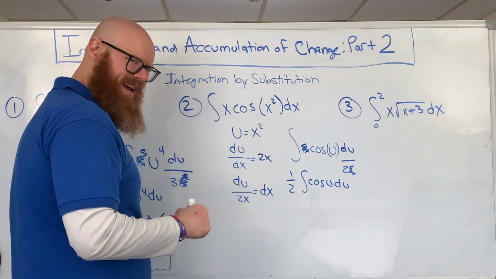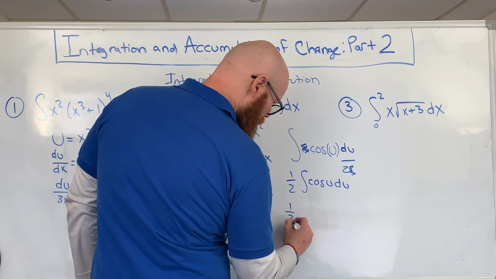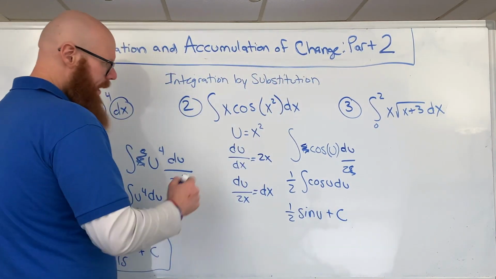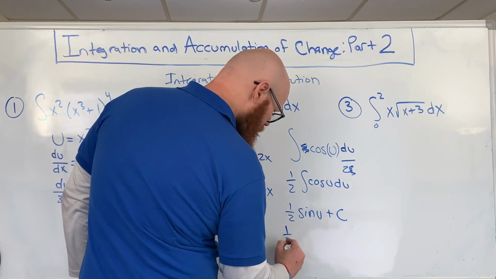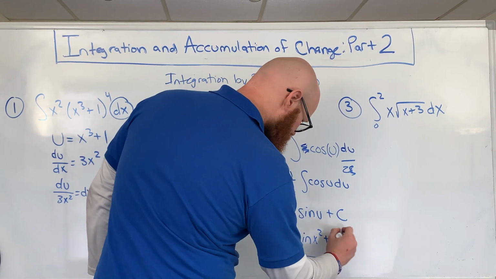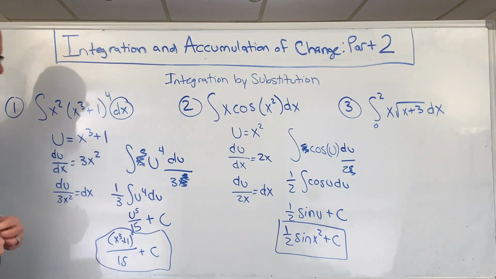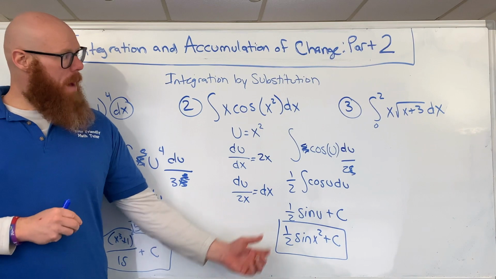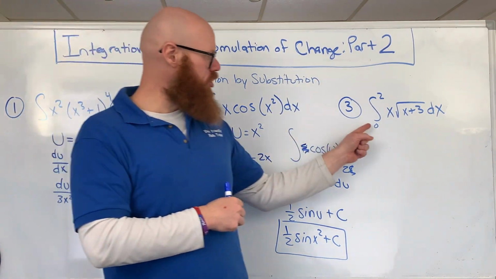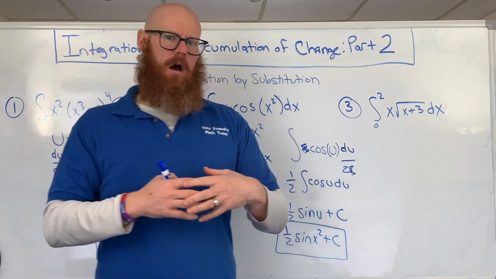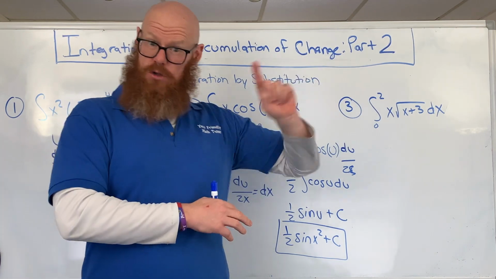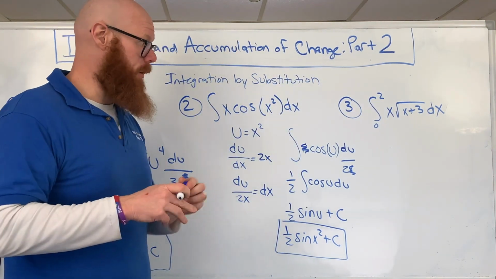The integral of cosine is positive sine, so I get 1/2 sine u plus c. And then I substitute back: 1/2 sine of x squared plus c. Right, so that is how we use the substitution method. My third example I chose for 2 reasons. I want to show how to do it as a definite integral, how to combine this with the first fundamental theorem of calculus. Also, something tricky happens here, and I want us to be prepared for it.